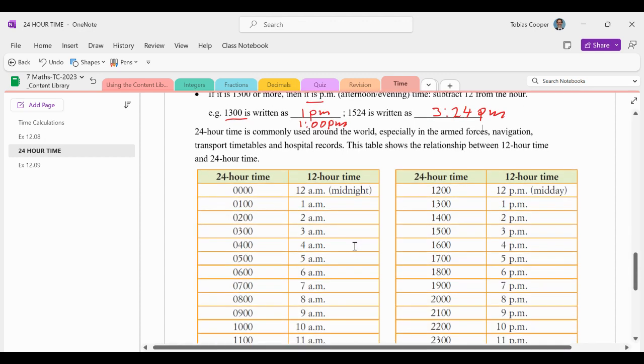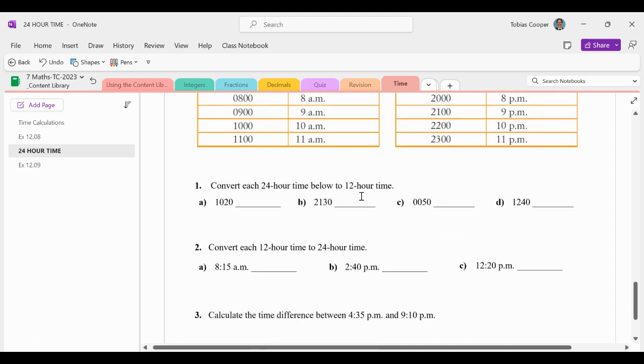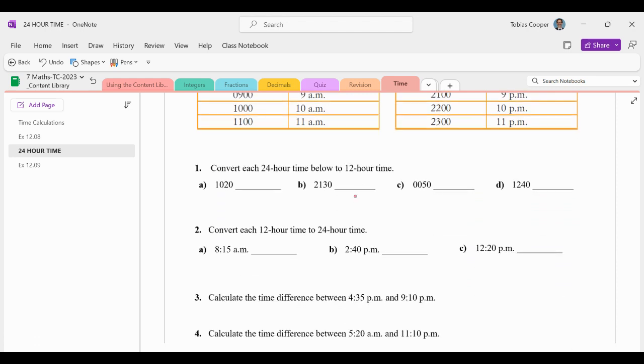Now here are some more examples in the table that you can read through. All right, let's try these examples. So convert each 24-hour time to 12-hour time. So for this one here, 10:20, that's 10 hours and 20 after midnight. So that's going to be an AM time, isn't it? 10:20 AM. 21:30, that's 21 hours and 30 minutes after midnight. So we're just going to subtract 12 from the hour there. 21 minus 12 is 9, so it's 9:30, and it's PM, isn't it? Because it's more than 12 hours after midnight, so it's going to be PM time.